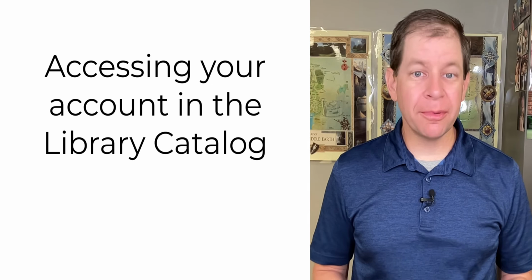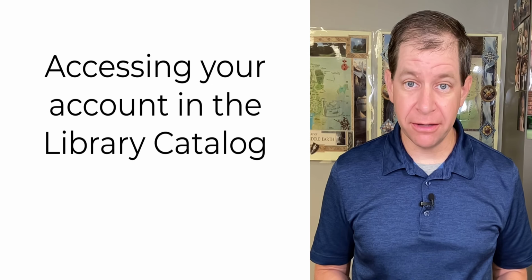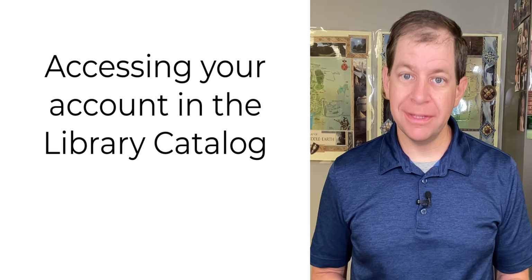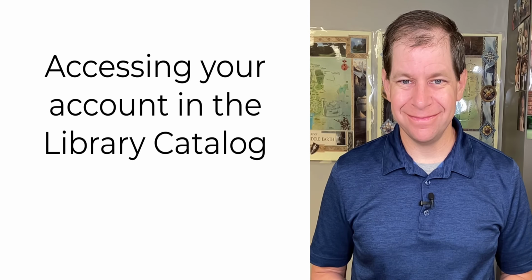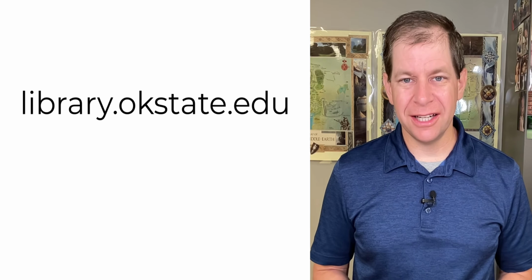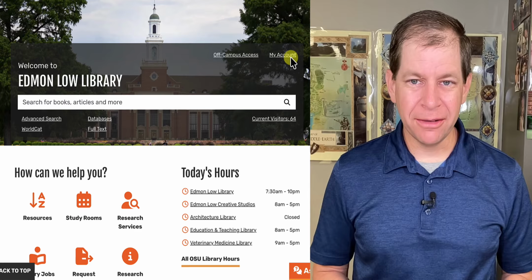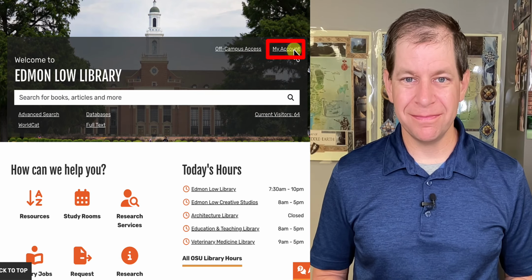You can use the library catalog to access your account, which lets you see the items you have checked out, find out when they're due, and look at other useful information. Start by visiting the library's website, library.okstate.edu. Click the My Account link above the search box.